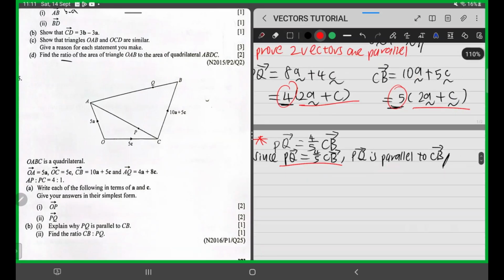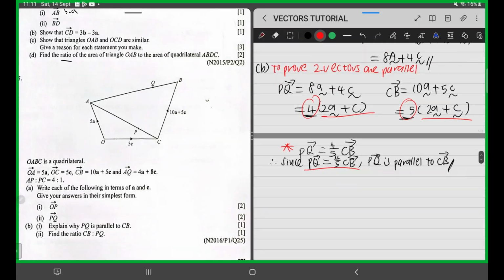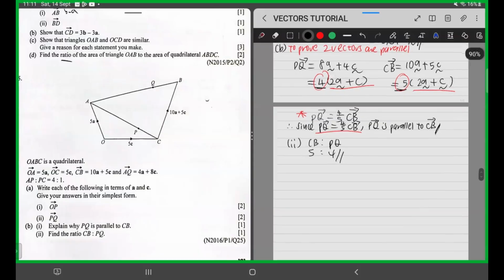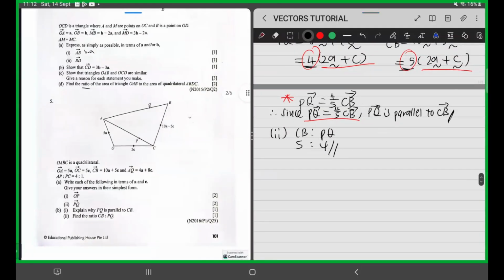But if you want to make your answer a little bit more robust, you can say that PQ is 4 out of 5 of CB. Therefore, PQ and CB both travel in the same direction. Then you say that therefore they're parallel. Then for the next part, they say find the ratio of CB to PQ. So the answer is 5:4. CB is 5 units and PQ is 4 units. So that's the answer. Okay, so that is question 5.